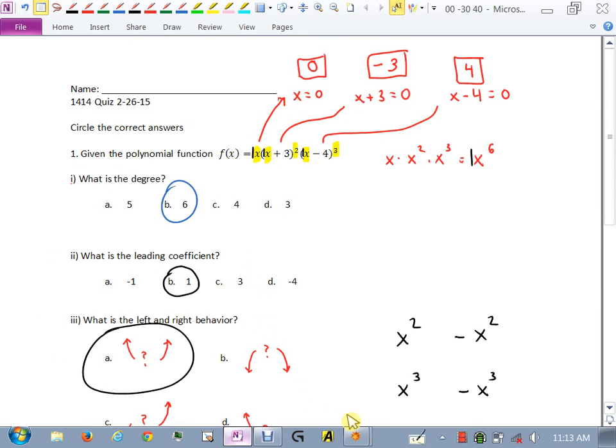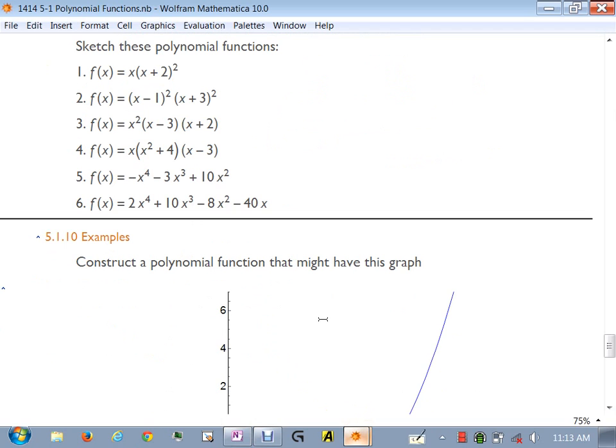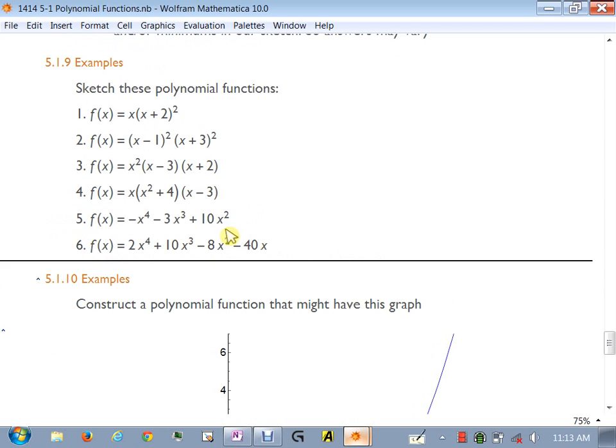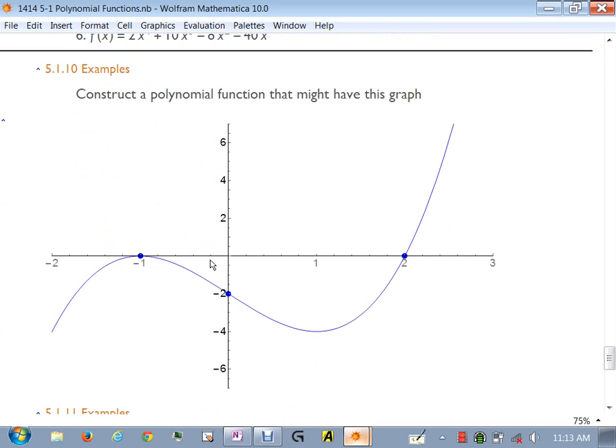All right, let's move on. All right, so we had ended class. I had graphed a couple of these, and we didn't really talk too much about this. We did this one, didn't we? Yes, we did do that.